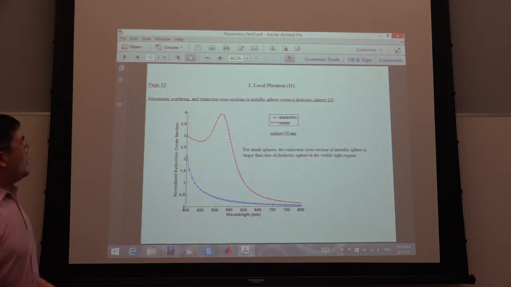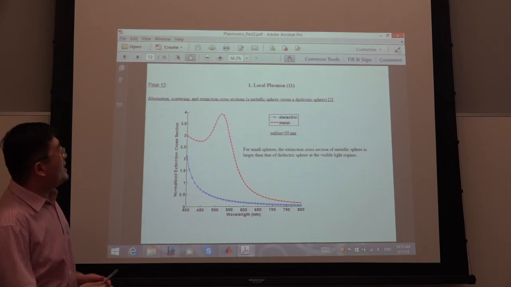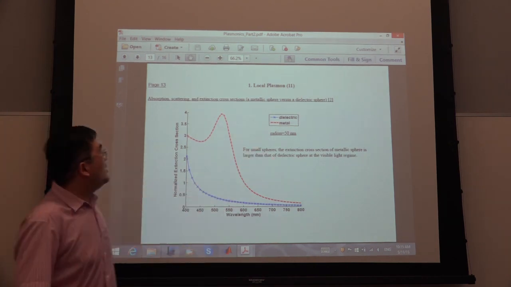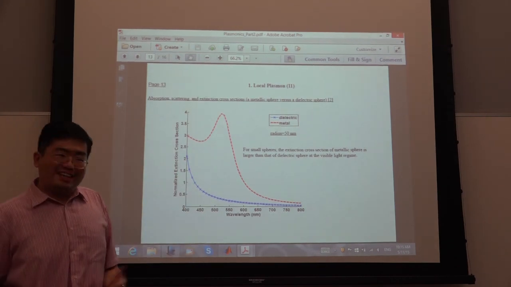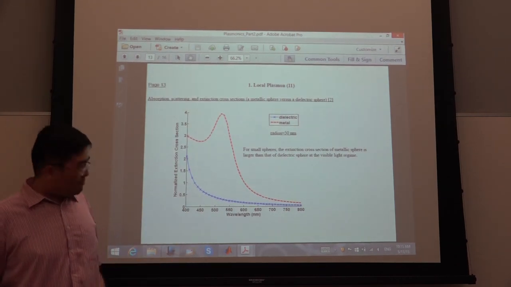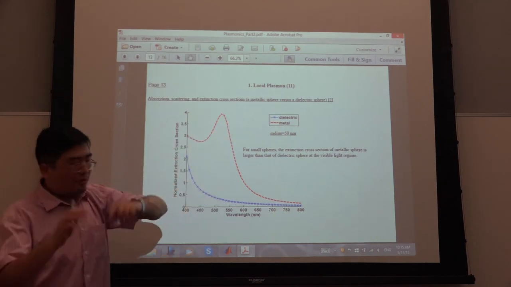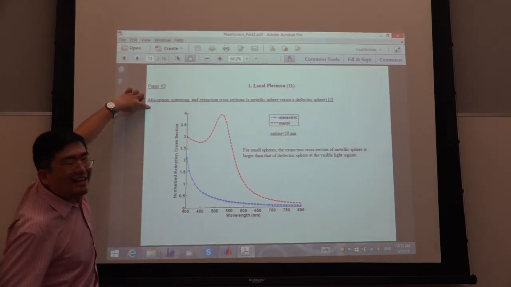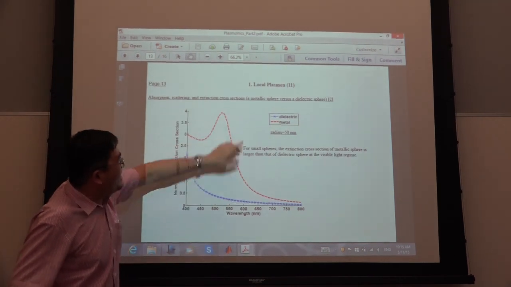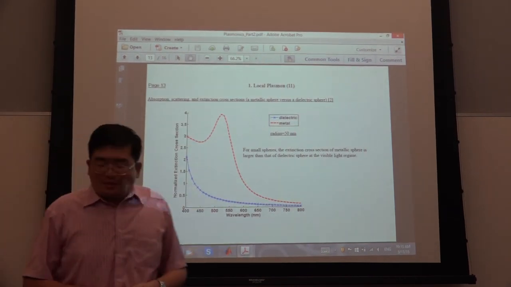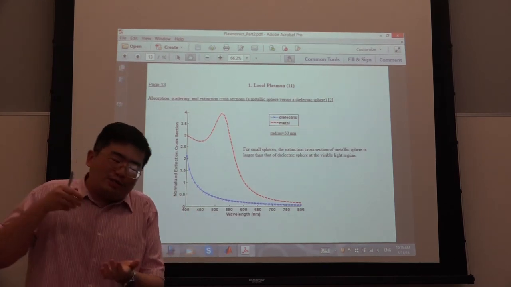Another, you can see, I also draw an interesting picture for a 50 nanometer, smaller sphere. The extinction cross section of metal is larger than dielectric in the visible light regime. That means the dielectric is not small. Maybe it's larger in the ultraviolet. But in the visible light regime, metal should be larger than the dielectric. So this is the reason why plasmonics can do the small.